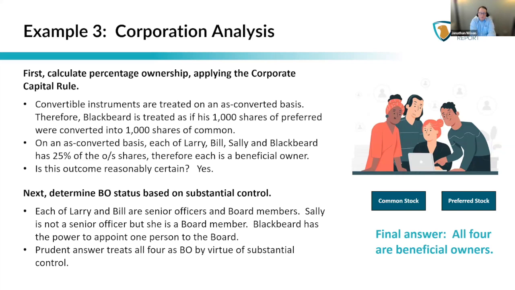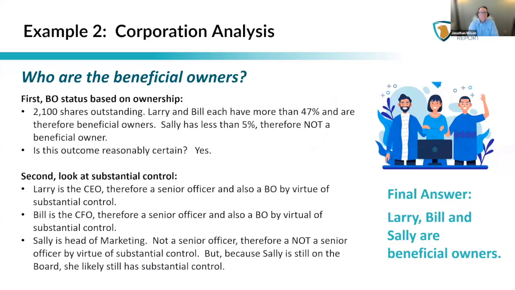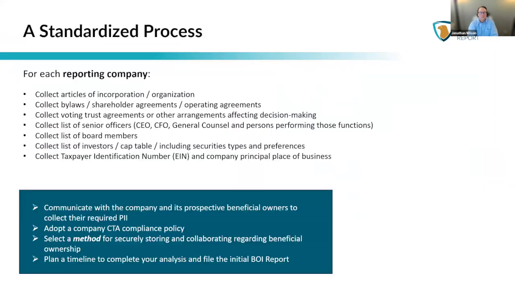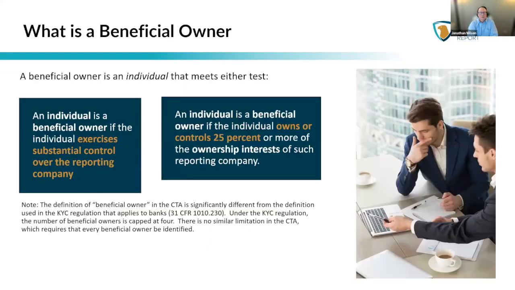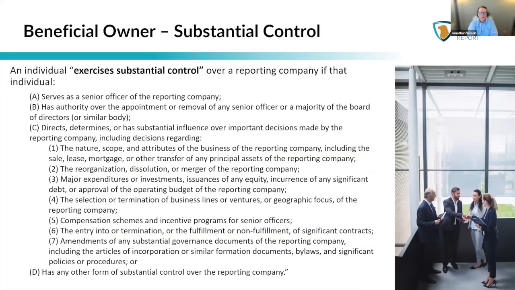Looking at substantial control, again, Larry and Bill are senior officers. Larry, Bill, and Sally are board members, so they would come in on that basis. Blackbeard has the power to appoint one person to the board. Now, if you remember that definition of substantial control, I'm going to go back there just for fun. There we go. I just flew right by it. Substantial control, there it is.